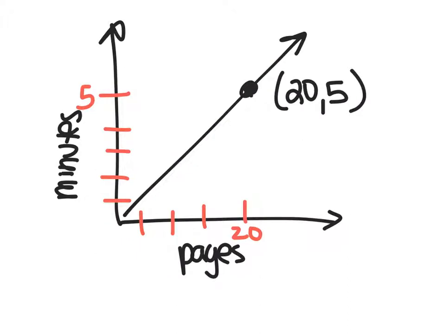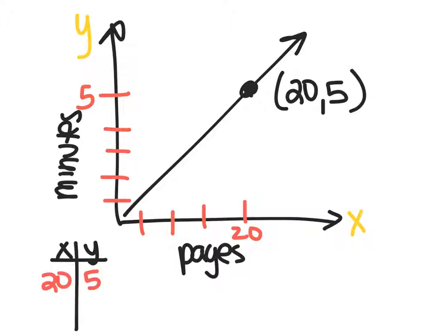If we flip-flop the numbers, it changes the story. So it's going to change our equation, and it's going to change our constant of proportionality. In this graph, he reads 20 pages in 5 minutes. Since this is my x-axis on my graph, and this is my y-axis, it changes the order that things appear in the table. First comes the 20 for x, and now 5 is my y for the minutes.